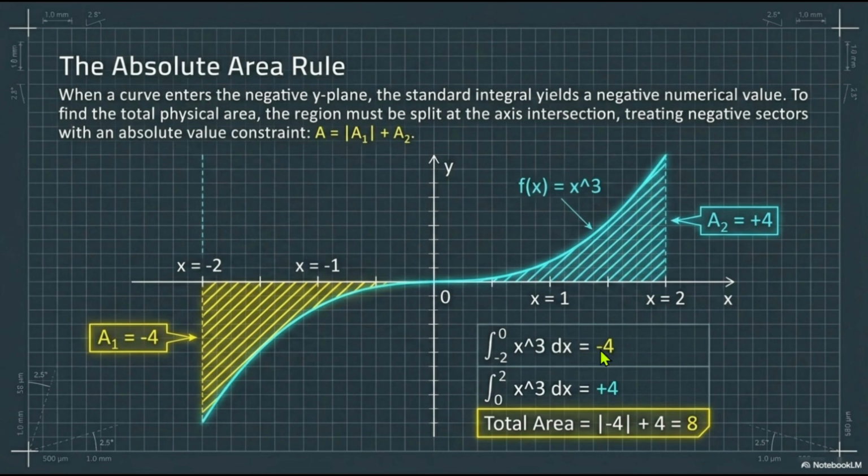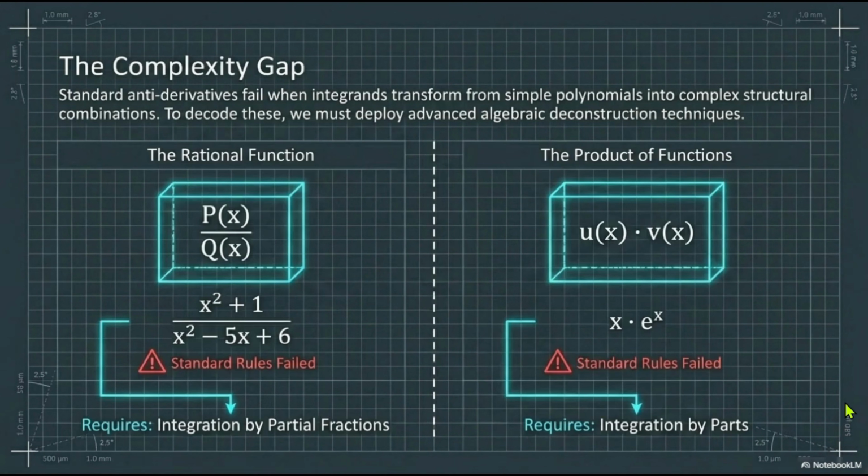So it will be x cube dx, that is minus 4, and from 0 to 2 it will be x cube dx, that is plus 4. So total area is modulus of 4 plus 4, that is total 8. We will calculate. So here it's plus 4 and this is minus 4. Okay, so we will always take the positive value because it's the area, so it will always be positive.